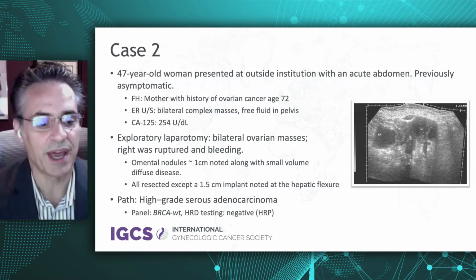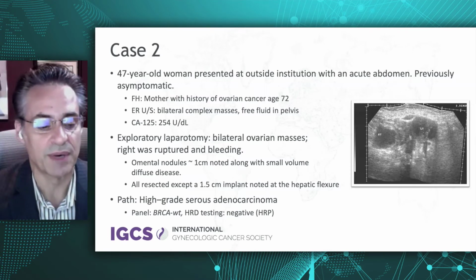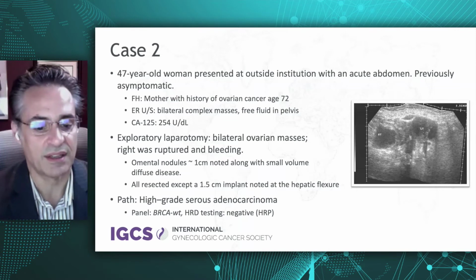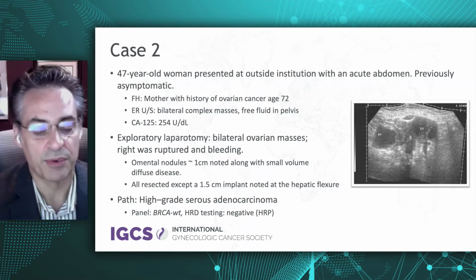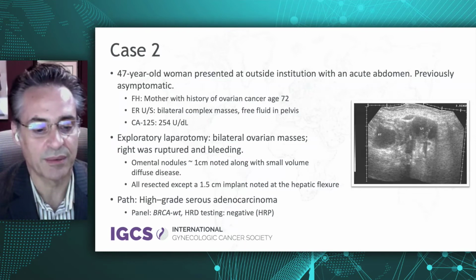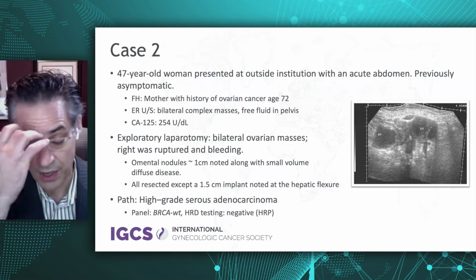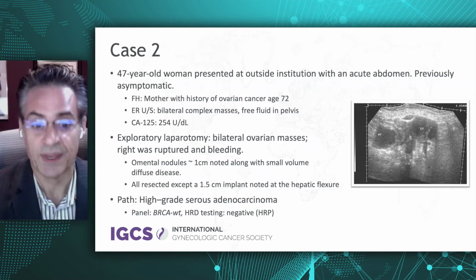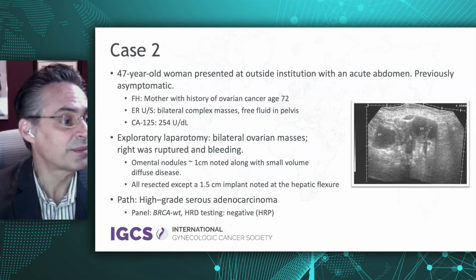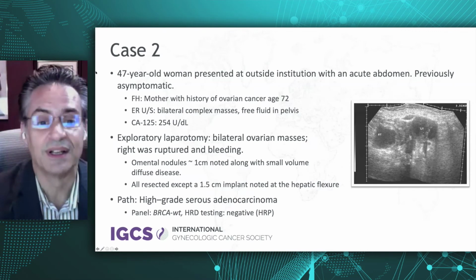And the final path came back as a high-grade serous adenocarcinoma. The tissue was sent, and these are the data. It came back as an HR proficient case. So it was wild type for BRCA, and negative for HR deficiency. So an HR proficient, BRCA wild type patient. So with that, I'm going to tee that up and send it over to Shannon to discuss.